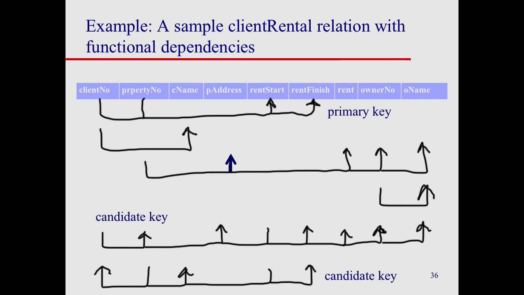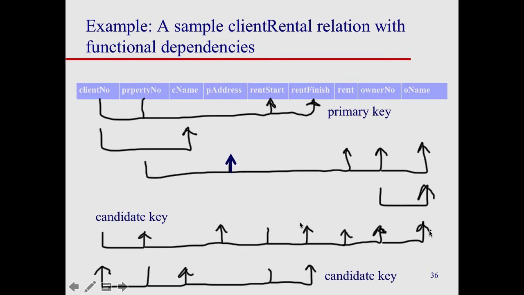And in this case, you'll notice that we have a lot of arrows. You might say, well, why is that? The reason is, in this case, the client number determines the, well, actually, based on what I just said with transitivity, I probably should only have client number determining property number here. And I should allow the property address, the rent finish, the rent, the owner number, and owner name to be determined by what? Property number. So again, I will fix this.